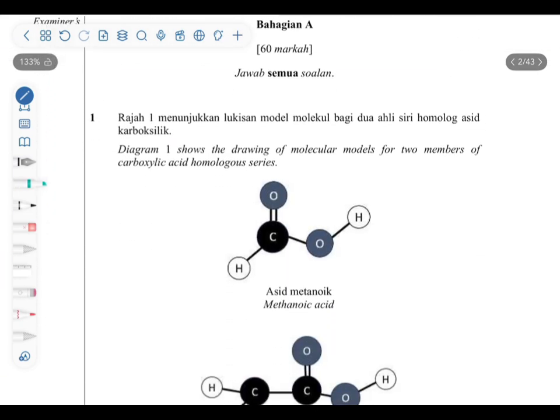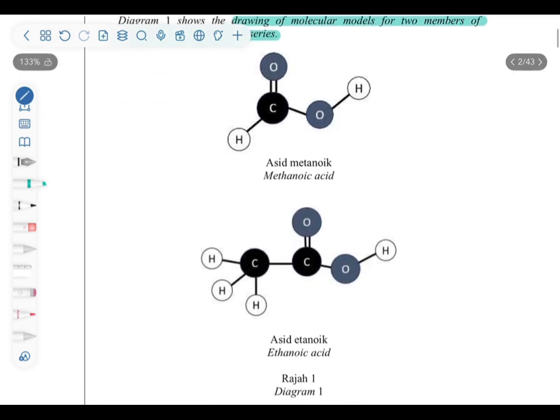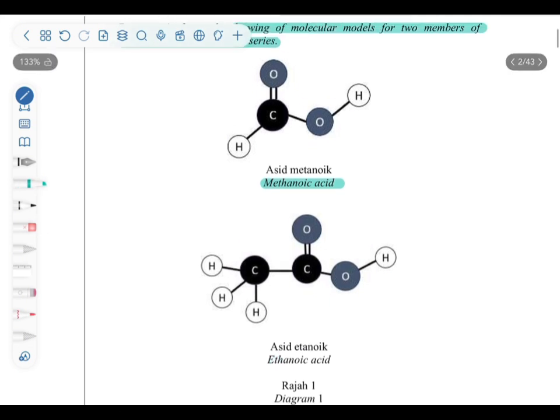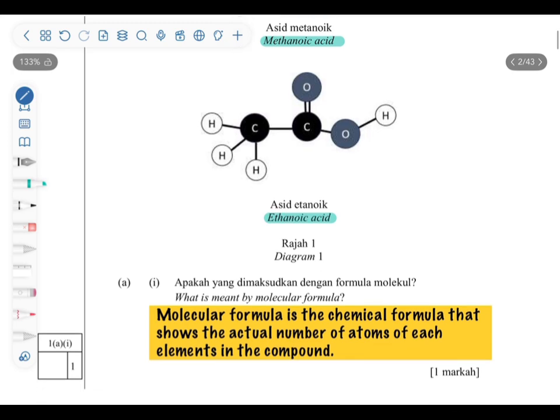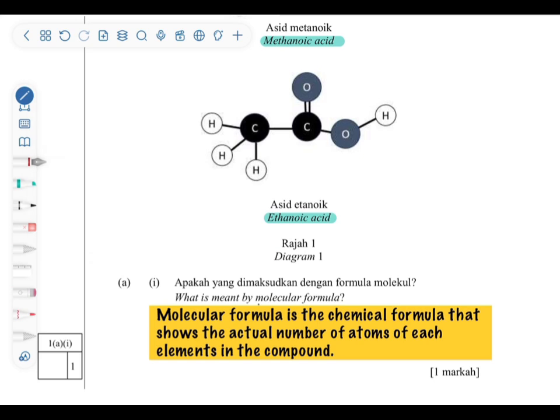This question shows the drawing of the molecular models for two molecules of the carboxylic acid homologous series. In this question, we observe that there is a methanoic acid and an ethanoic acid. The molecular model is already given to us. So let's go with what is meant by molecular formula. For information, this is related to your Form 4 Chapter 3.